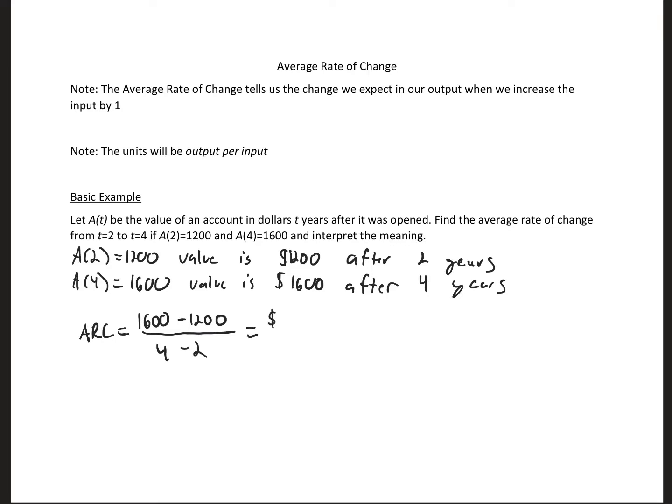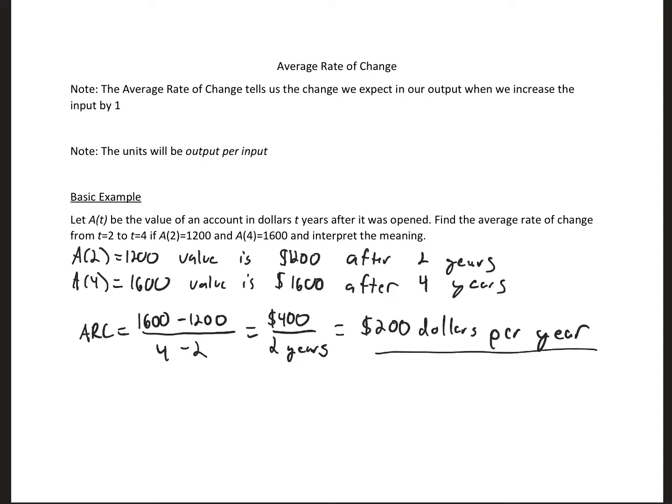What this is showing is a $400 increase in 2 years' time. So the account went up $400 in 2 years, or in other words, it's going up $200 per year. The average rate of change in this account tells us that from year 2 to year 4, the account went up on average $200 per year. From year 2 to year 4, the account increased $200 per year.